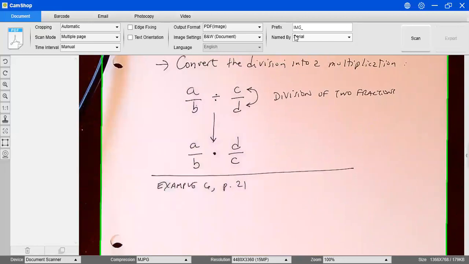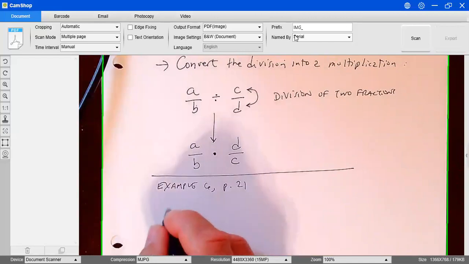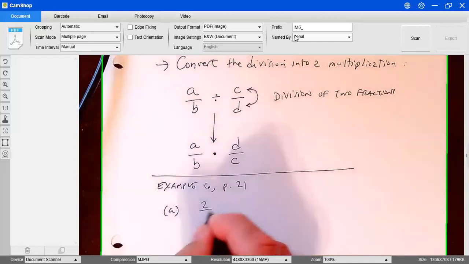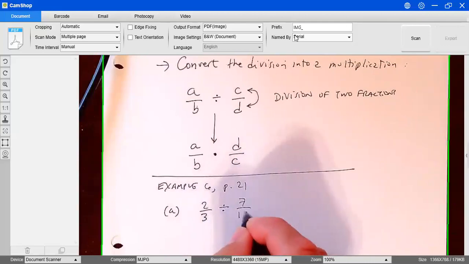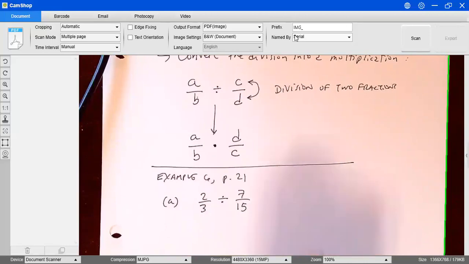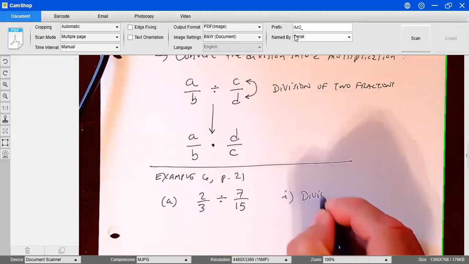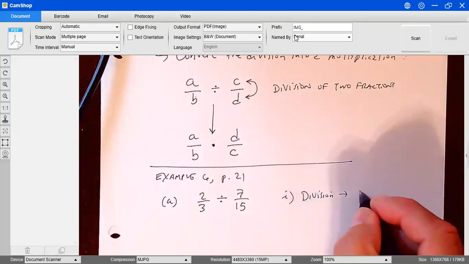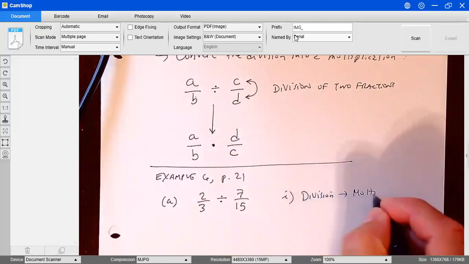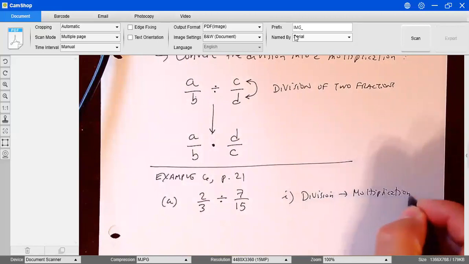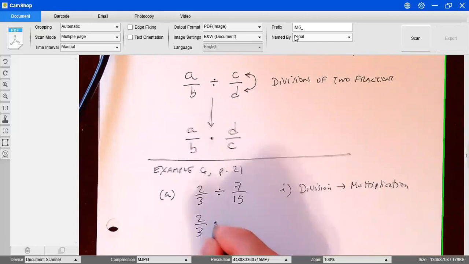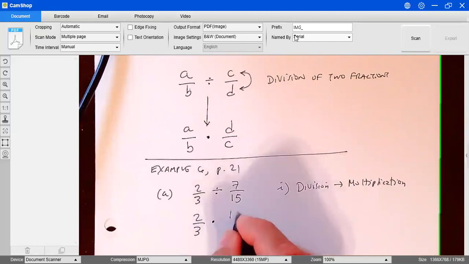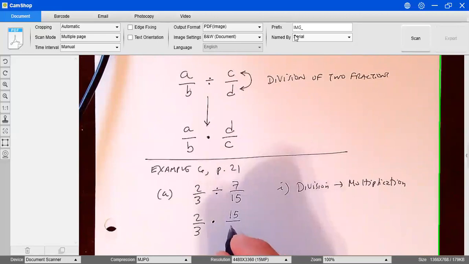Page 6, we're going to divide. The first one is 2/3 divided by 7 over 15. First thing, remember, division should be converted into a multiplication of fractions. So we're going to write the first fraction the same, use the symbol for multiplication, and then swap, flip, or invert, or get the reciprocal of the second fraction.